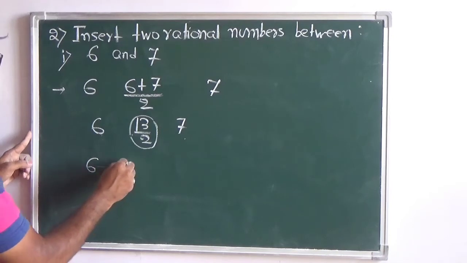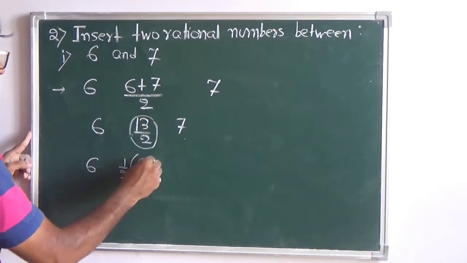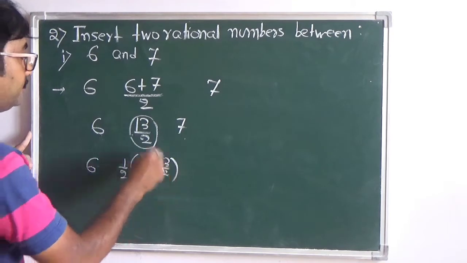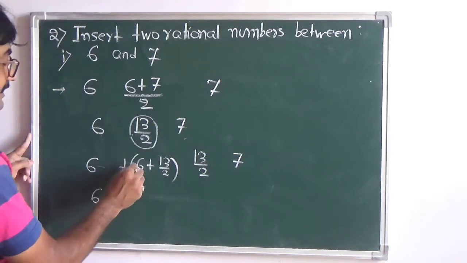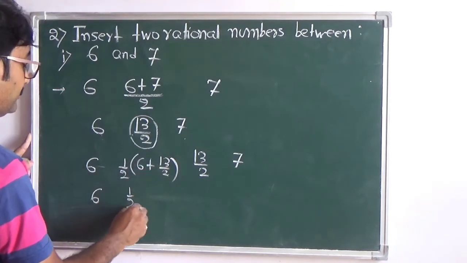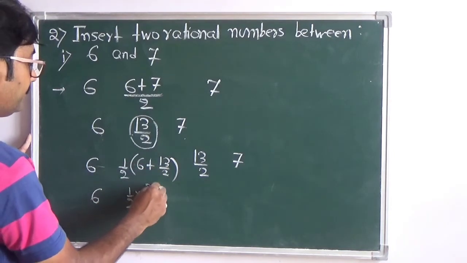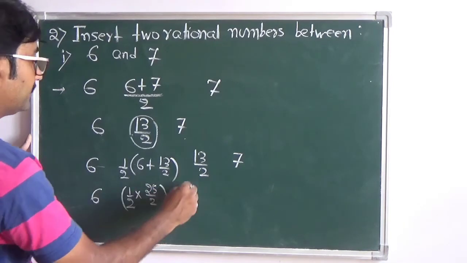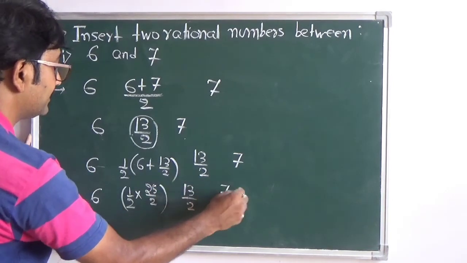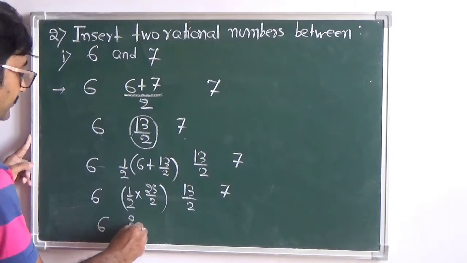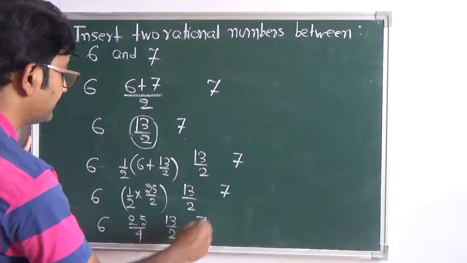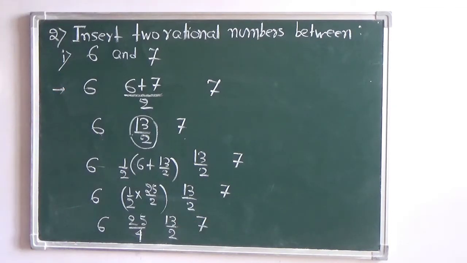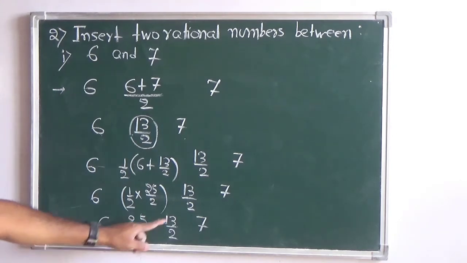So 6, now it will be half of 6 plus 13 by 2, then 13 by 2 is already there, and this is 7. So this 6 becomes 12 plus 13, that is half into 25 by 2. This is 13 by 2 already there, and this is 7. So this is 6, 25 by 4, 13 by 2 and 7. So you can find between 6 and 7 there are two rational numbers. One is 25 by 4 and another is 13 by 2.